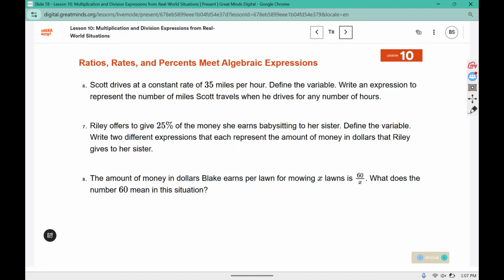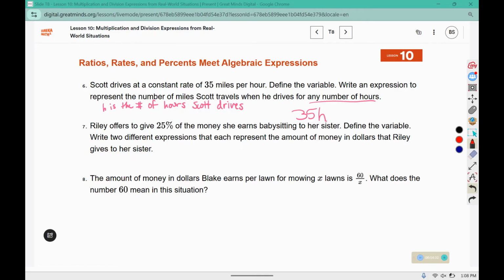Scott drives at a constant rate of 35 miles per hour. Define the variable. Write an expression to represent the number of miles Scott drives when he drives for any number of hours. Well, if we're trying to go for any number of hours, we're going to say H is the number of hours Scott drives. So he does 35 miles H hours. So that's going to be 35 times H, which is 35H.